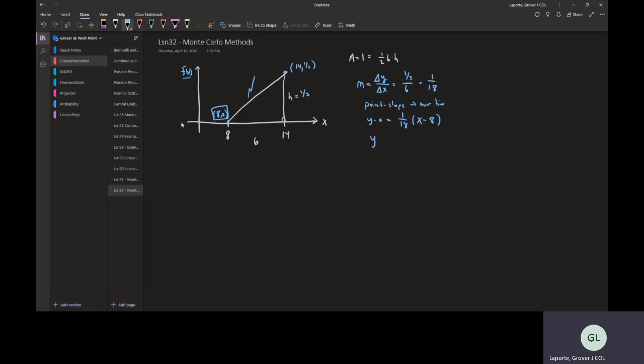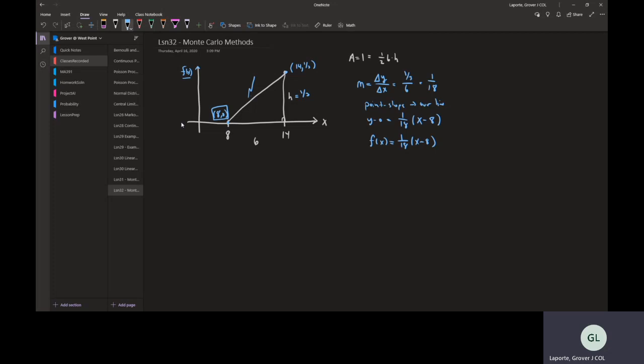So y, or f of x, really, that's what we're shooting for. We're just going to say f of x is equal to 1/18 times x minus 8. And you can put in the points just to make sure. If you put an 8 there, you're going to get 0. You put in 14, 14 minus 8 is 6, and 6/18 is 1/3. So we get the numbers that we're looking for.